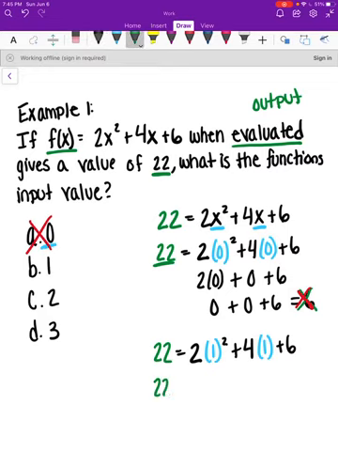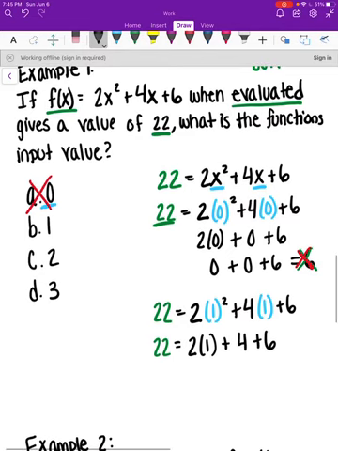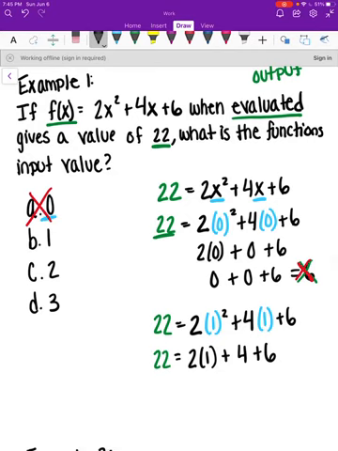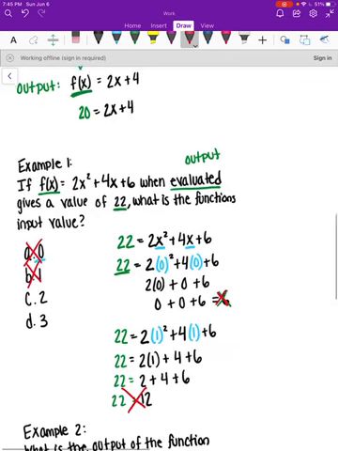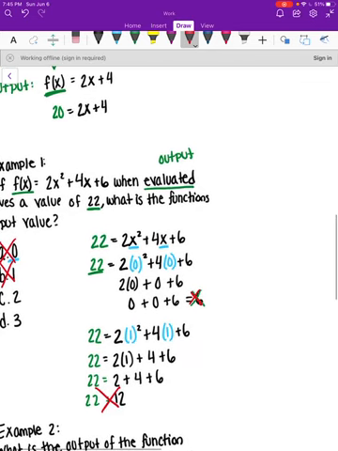So I'll write it this way. 22 equals, well, 1 squared is 1. Plus 4 times 1, which is 4, plus 6. Well, 2 times 1 is 2. 2 plus 4 plus 6. So 22 equals 2 plus 4 is 6, 6 plus 6 is 12. And 22 does not equal 12. That's not correct. So we can also X out 1. And to make it smaller so I can do it over here. Okay, so let's try 2. That's our next one.